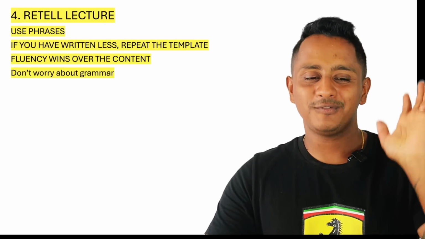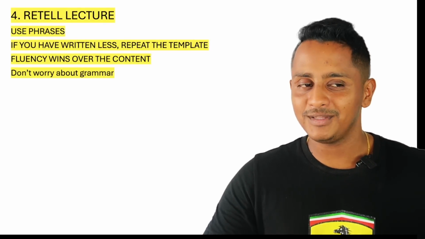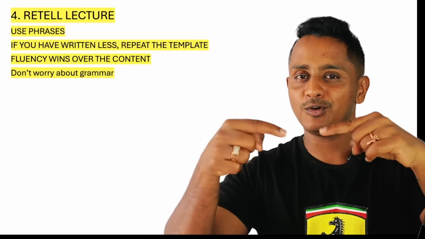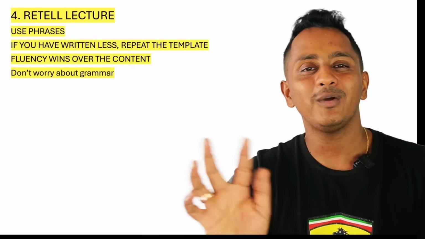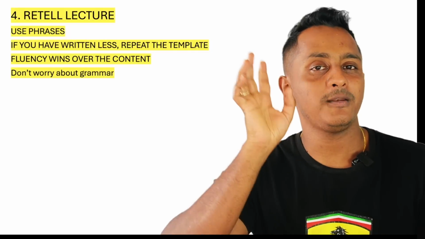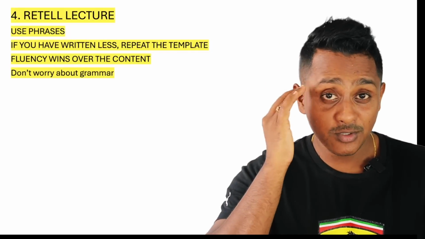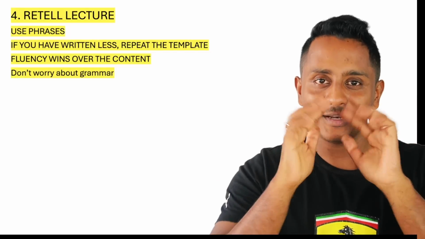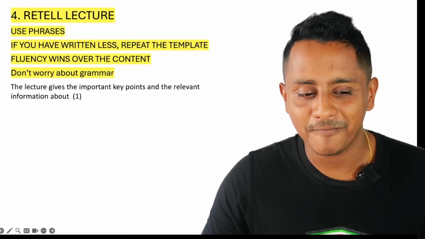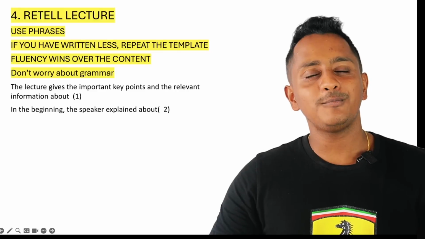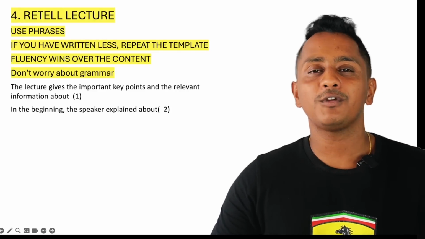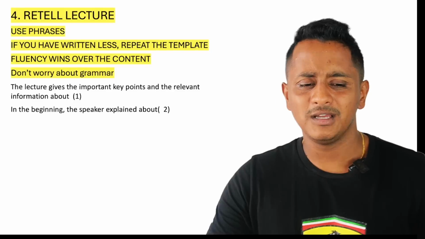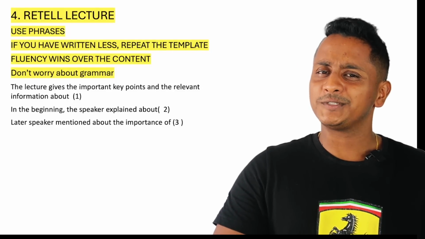Just it has to match a few phrases. Don't worry about the grammar. There's a template, and there are the words you have written. When you speak the template with the words, sometimes it will not coincide grammatically. Not required. You try to correct it, marks gone. Don't use this too much. Use this too much in reading from the blanks. Here, just use this. Whatever I speak, just follow. Things will happen. The lecture gives the important key points and the relevant information about whatever you have written, just read. Avoid keywords, one word; write a small phrase. In the beginning, the speaker explained about.